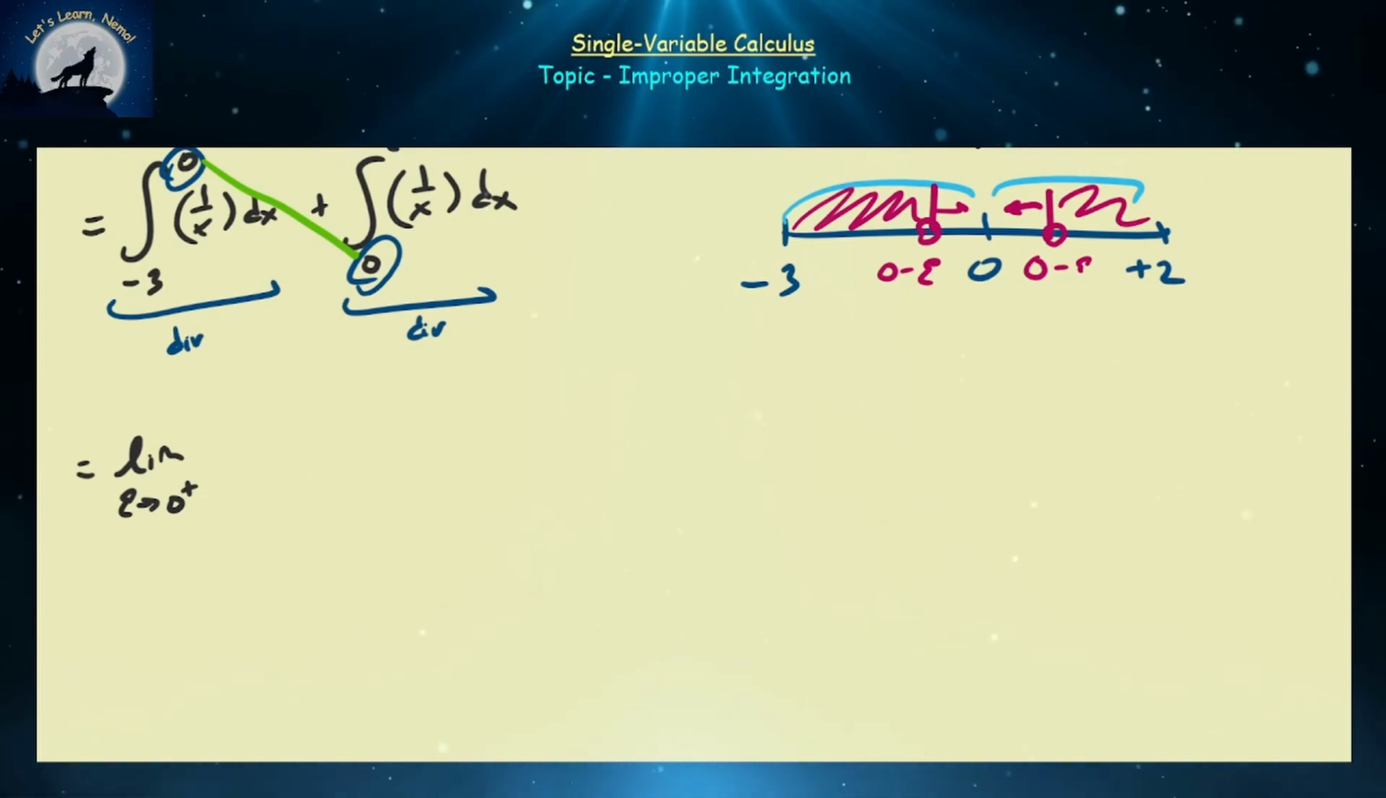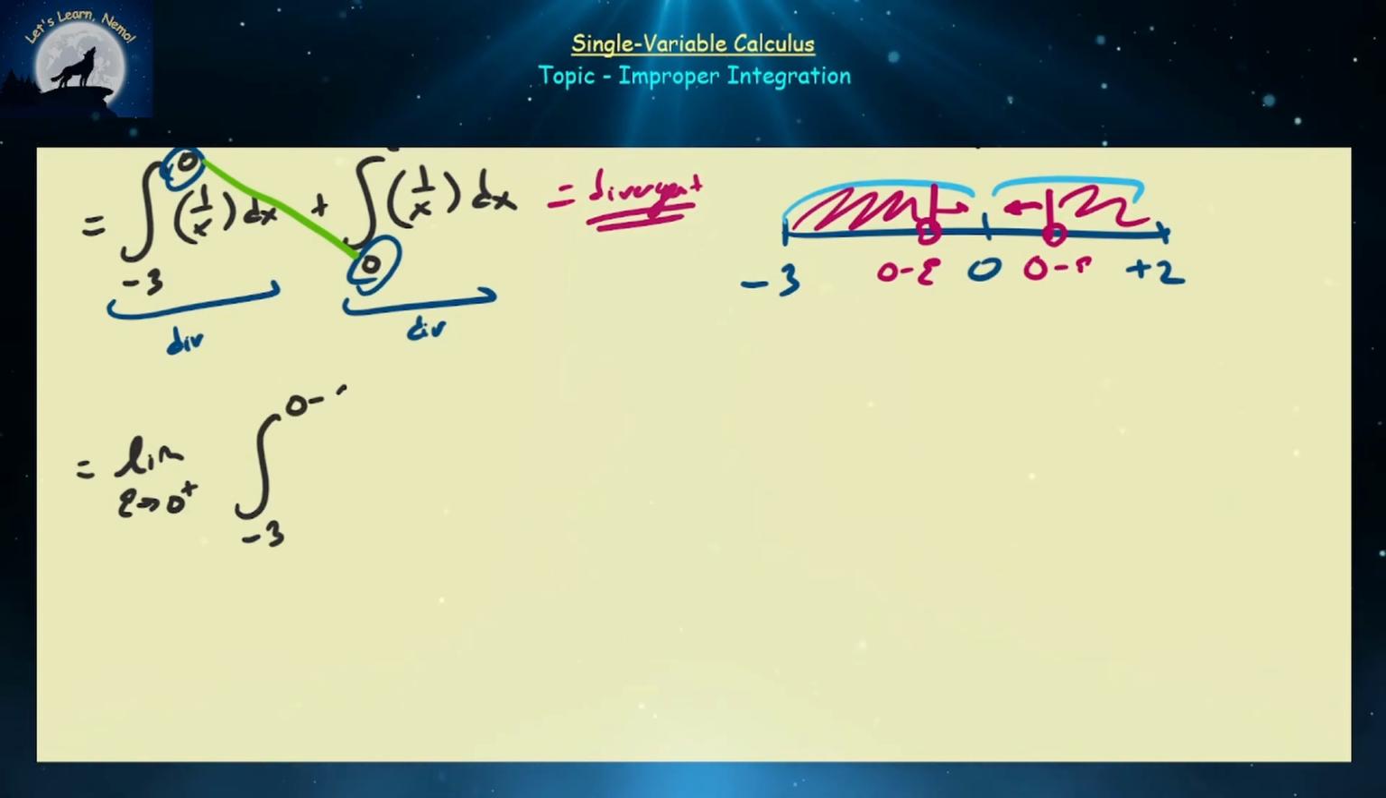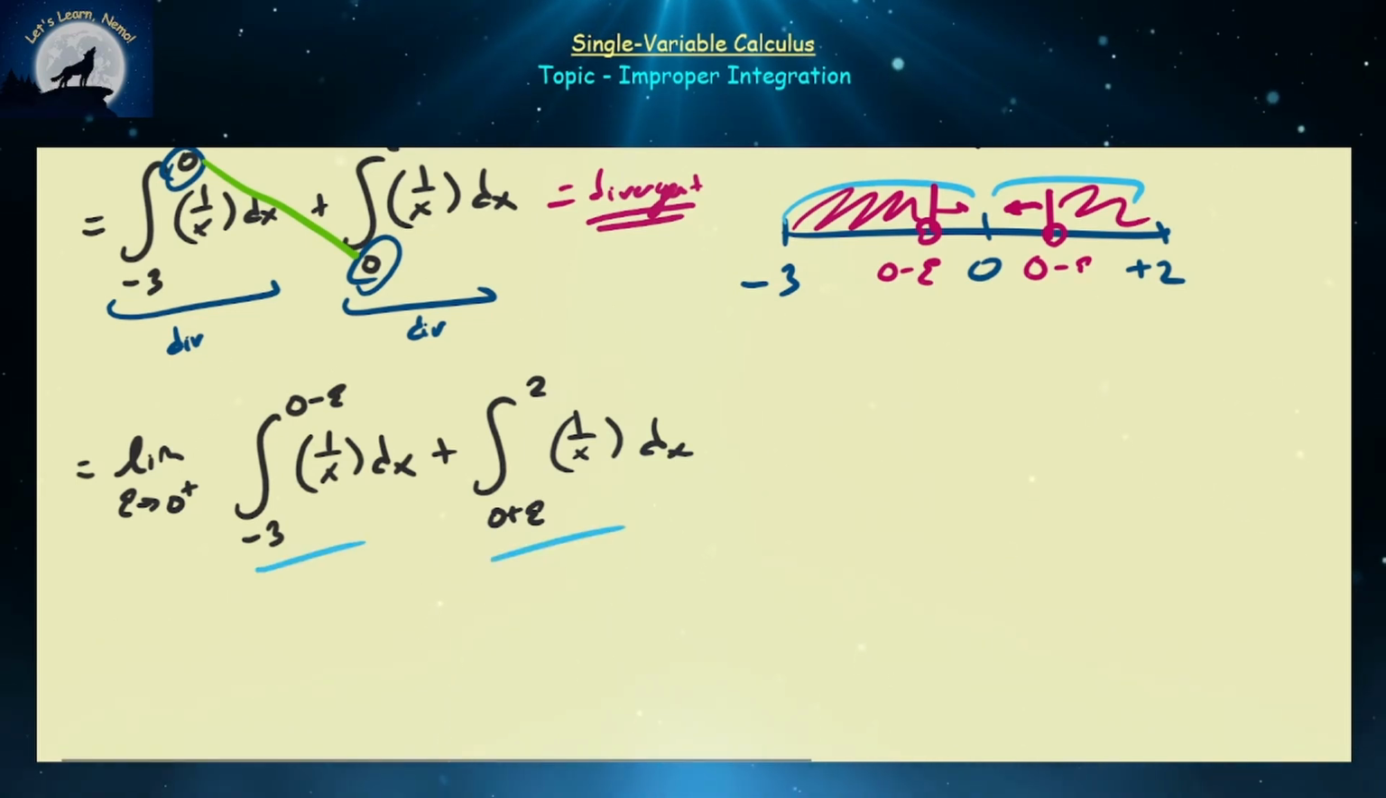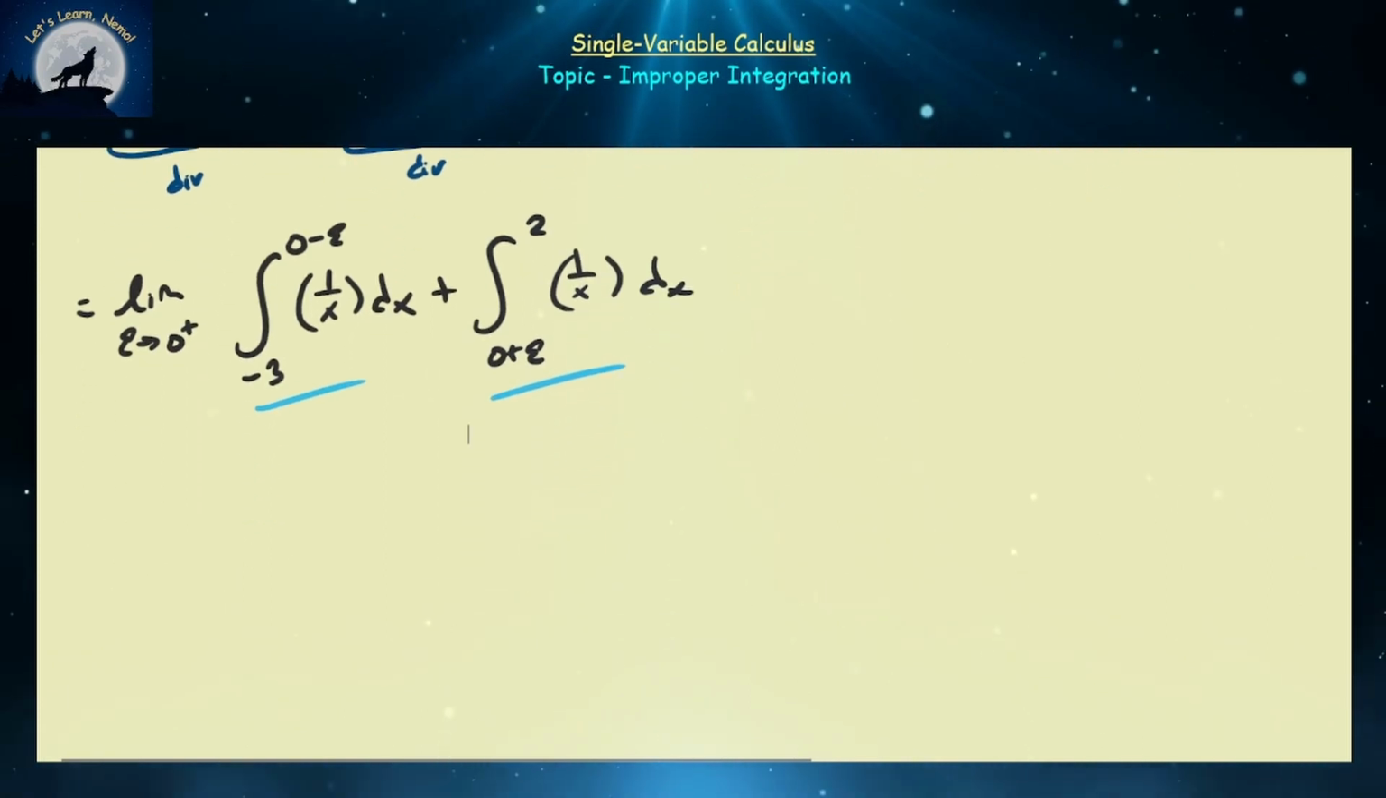So once you have this, since this integral is divergent, maybe we can get a principal value for this integral. So let's see if it exists anyway. So this is going to be equal to the limit as epsilon goes to 0 of the integral from minus 3 to 0 minus epsilon of 1 over x dx, and then plus the integral from 0 plus epsilon to 2 of 1 over x dx, and both of these integrals are defined. Now it doesn't necessarily mean the limit will be defined either, as we saw before, but let's just see what happens.